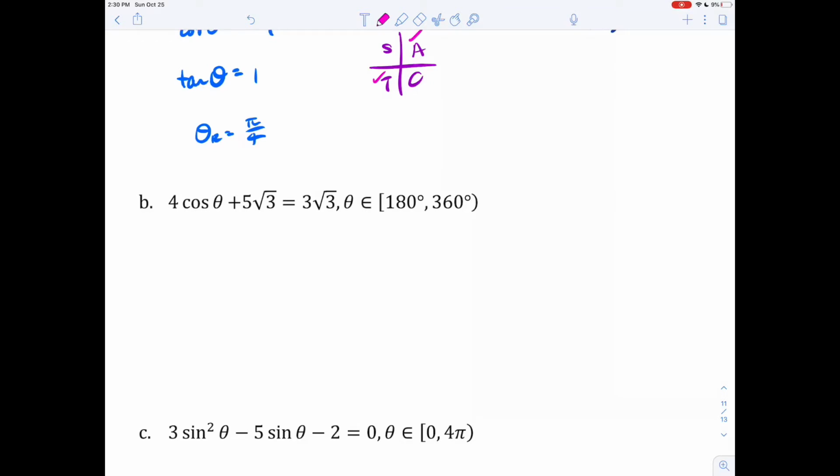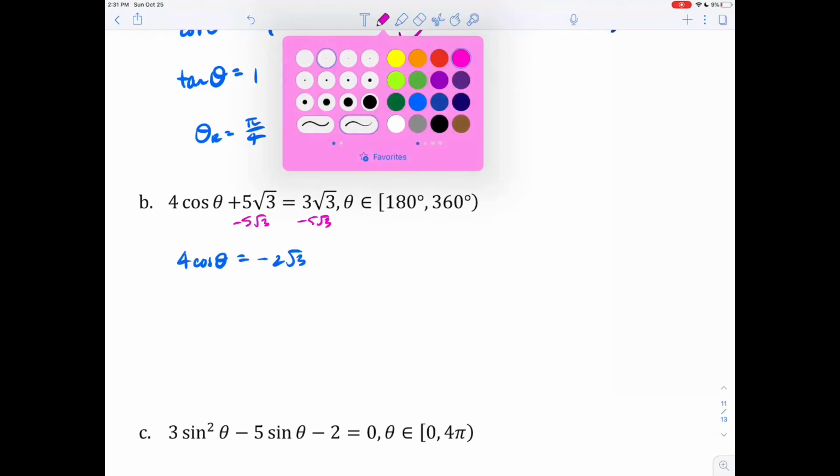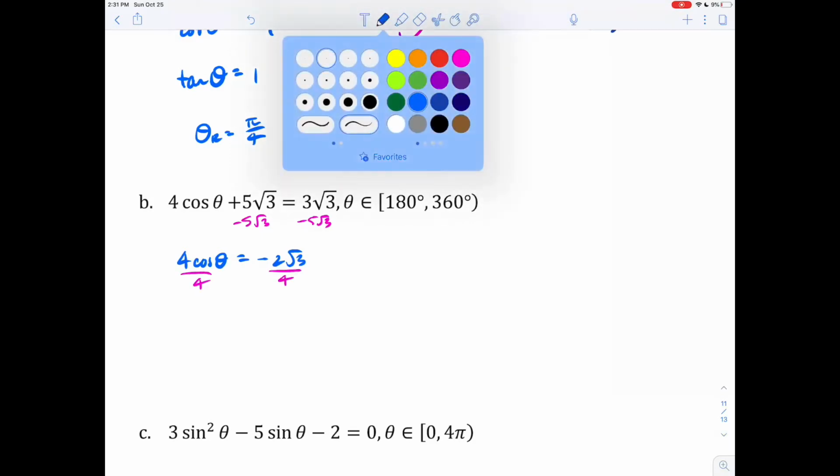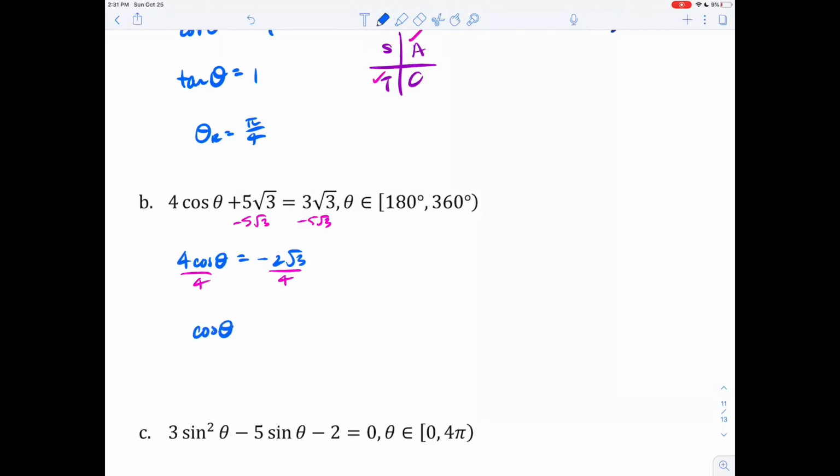Alright, so I'll subtract 5 root 3 from both sides, which tells me that 4 cos theta is negative 2 root 3. I'll have to divide by 4. Which tells me that cosine of theta is negative root 3 over 2.